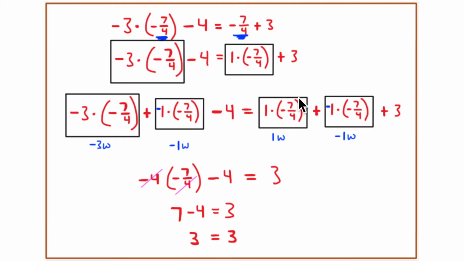Down this side, this became 0, so you're left with 3. So it's 3 on this side as well. So 3 equals 3. So it is a solution to the equation. So W does equal a negative 7/4.